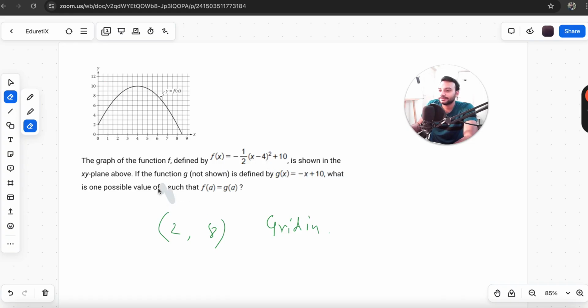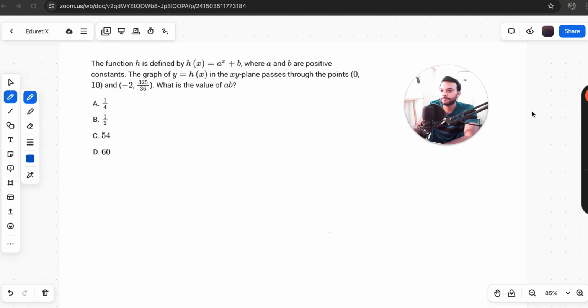Let's go ahead to the next one. The function h is defined by h of x is equal to a raised to the power x plus b, where a and b are positive constants. The graph of y is equal to h of x in the xy plane passes through the points 0, 10 and negative 2, 325 over 36. What is the value of AB?